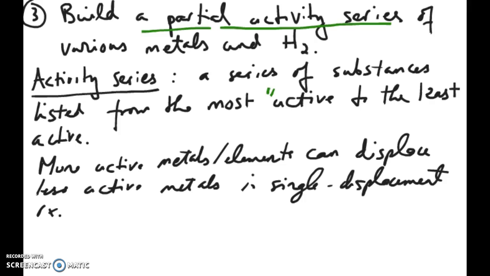Now, what the lab wants you to do is actually to use your experimental observations and build a partial activity series. So in other words, act as if you don't know that there's an activity series and you're the first person to try to figure out what is the relative activity of the metals you're using and hydrogen, and try to rank these activities in your own activity series. How's that going to work?